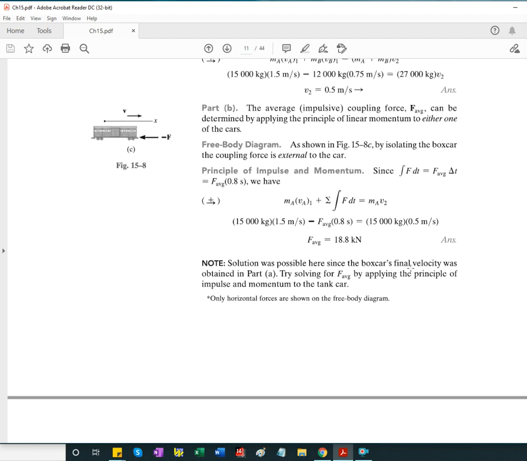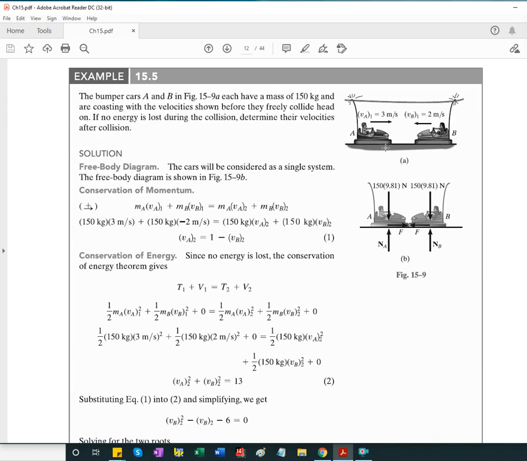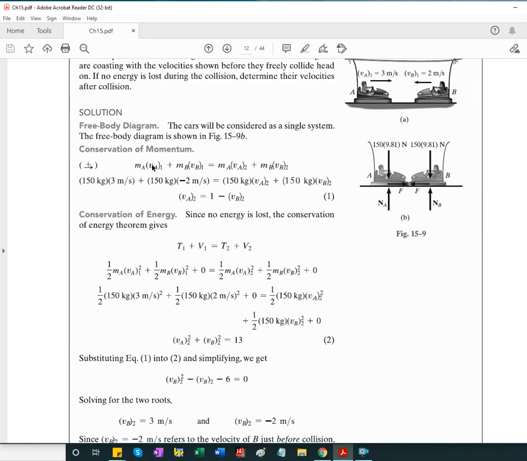And then this other one, it examples bumper cars, and it says no energy is lost during the collision. So in addition to the impulse, the conservation of momentum equations: mass of car A, velocity of car A plus mass of B, velocity of B before, and mass of A, velocity of A after, mass of B, velocity of B after. So this is one equation.